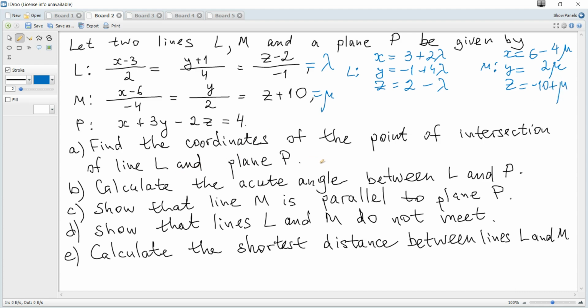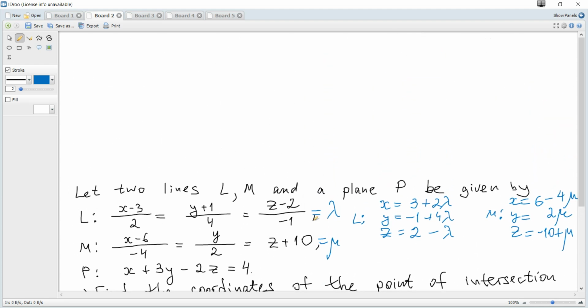And we need the point of intersection of the line L and the plane. How to do that? We just substitute x, y, z into the Cartesian equation of the plane and solve for this unknown parameter lambda, and then if you know lambda, you can find the required point. So it becomes x, 3 plus 2 lambda, plus 3y, -1 plus 4 lambda, minus 2z, so 2 minus lambda, is 4.